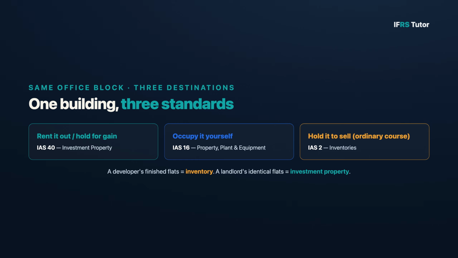Build it or hold it to sell in the ordinary course of business: IAS 2, inventories. A property developer's finished flats are inventory. A landlord's identical flats are investment property. Same asset, three standards decided entirely by intent.